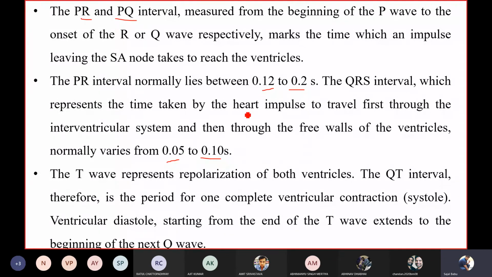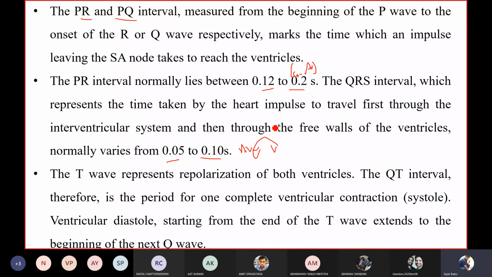So this time is from the AV node to the walls of the ventricles, and this time is from the SA node to the AV node. That means the PQ interval represents the time taken by the impulse from the SA node to the AV node, and this QRS represents the time taken by the impulse to travel.